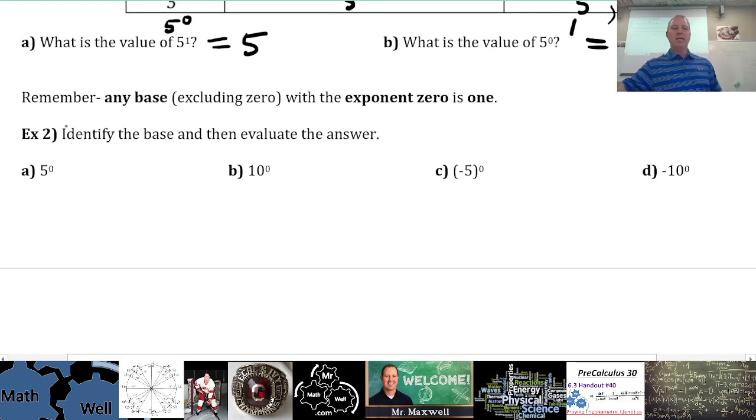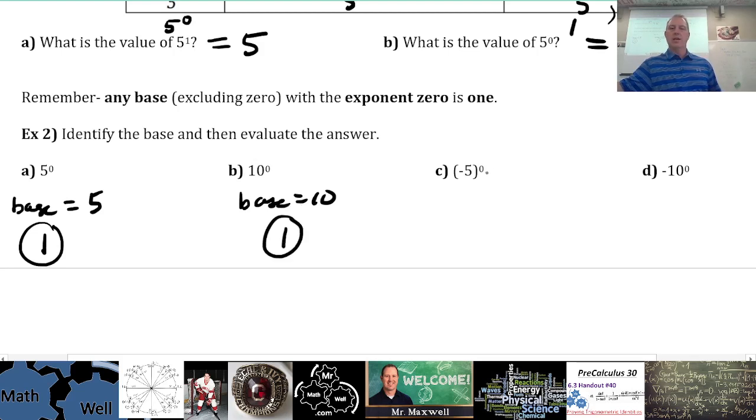All right, what is the base for A? 5. The base is 5, and what's the answer? 1. Nice. What's the base here? 10. Base is 10. What's the value of this answer? 10 to the power of 0 is? 1. Very good. What's the base for 3?